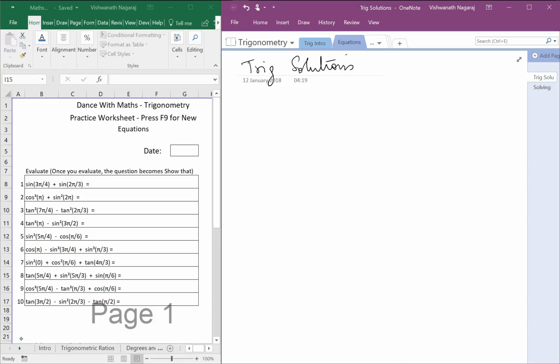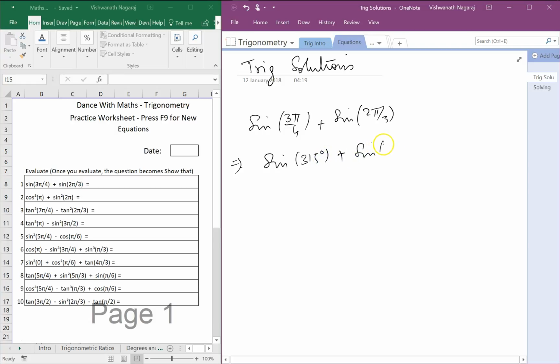Let's look at evaluating, simplifying and solving trig expressions and equations. Okay, let's take the first one: sine 3 pi by 4 plus sine 2 pi by 3. 3 pi by 4 is 135 degrees, plus sine 2 pi by 3 is 120 degrees. So in this one, this is 270 degrees, 135 degrees is this.